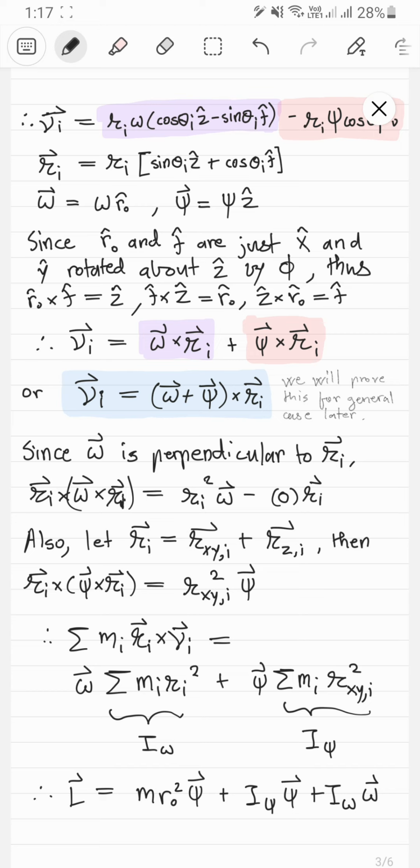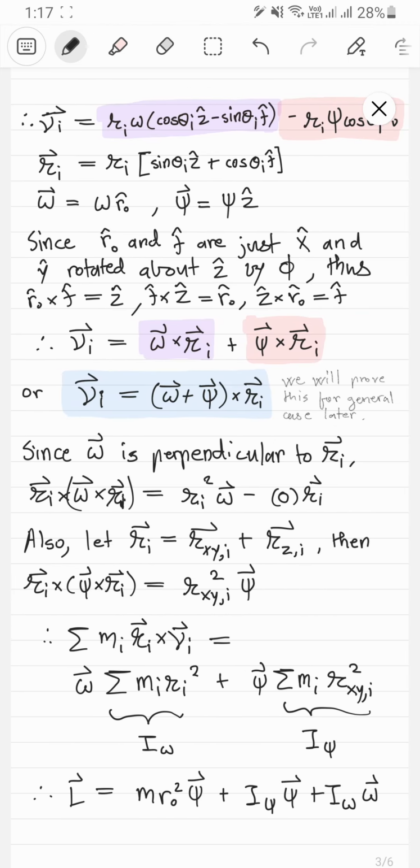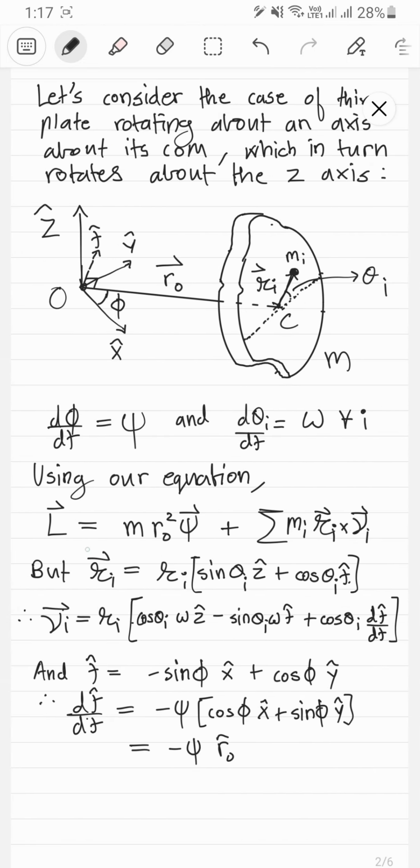We will also prove this for a general case, that even if your body is not a thin disk, or even if r naught vector is not perpendicular to z hat, it still works, right? And then since omega vector is perpendicular to ri vector, you can figure out this purple term by taking the cross product of ri vector on this purple term, right? So that's involved in the calculation of L vector.